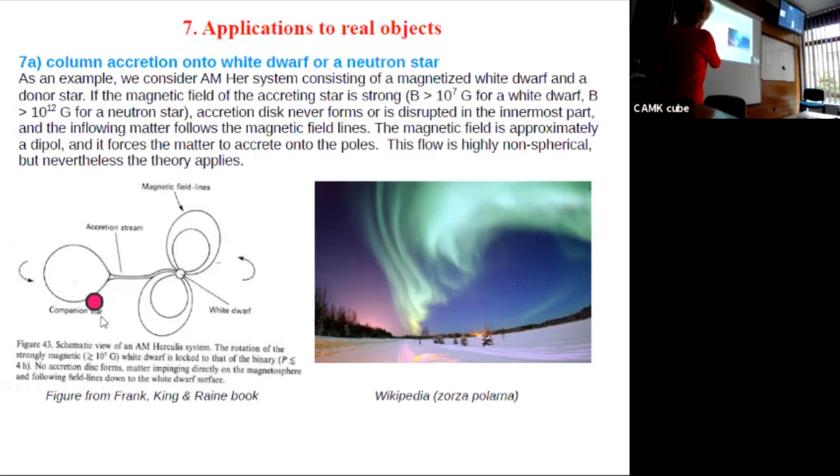So there is a stream of material through the inner Lagrange point, and then it goes towards the pole of the star. It does not form a disk. There are also intermediate polars. In that case, you have an outer accretion disk, and then it is disrupted, and then still the stream falls along the poles. So finally, the accretion happens only here, in that part.